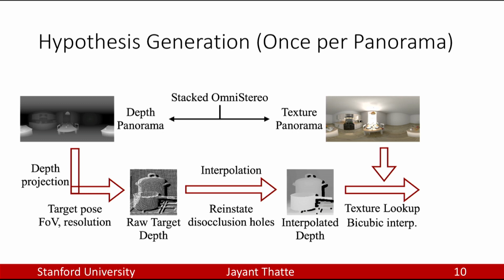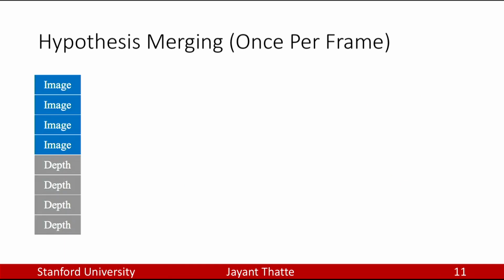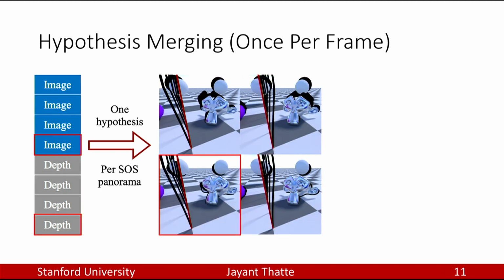And then from the texture panorama, we copy over the RGB value after bicubic interpolation, and that would give us this final view. Now remember that this is only one of the hypotheses for what the final view should look like. And since we have 4 different stacked OmniStereo panoramas, we would get 4 such hypotheses. So that's shown over here. So that's your representation on the left. And you get 1, 2, 3, 4 different hypotheses.